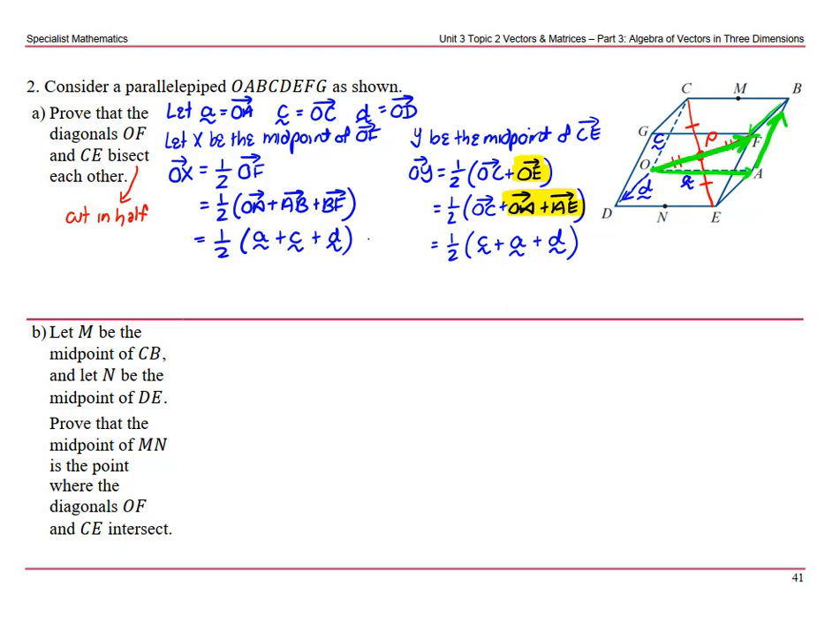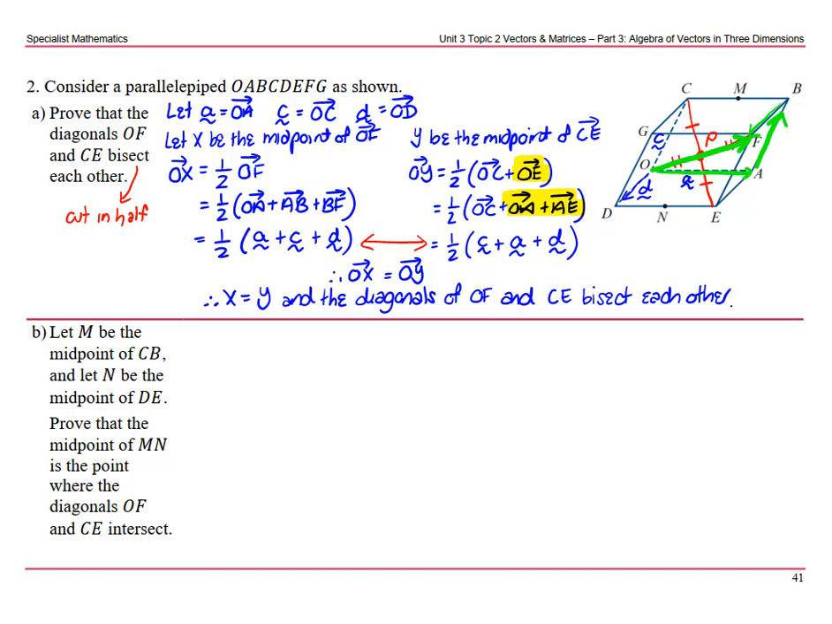Now, you can see these two are the same thing. So therefore, OX equals OY. So therefore, X has to equal Y, and the diagonals of OF and CE bisect each other.